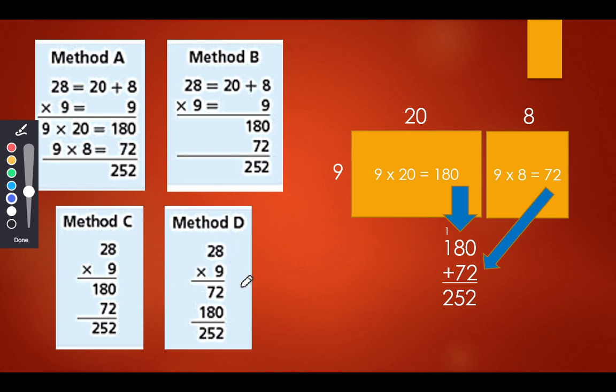But you'll see that when we do our shortcut method, which we're going to learn very soon, we always multiply the ones first and then the tens. So that's method D, it's just getting us into the habit of multiplying ones first and then tens. So let's move to our next slide.